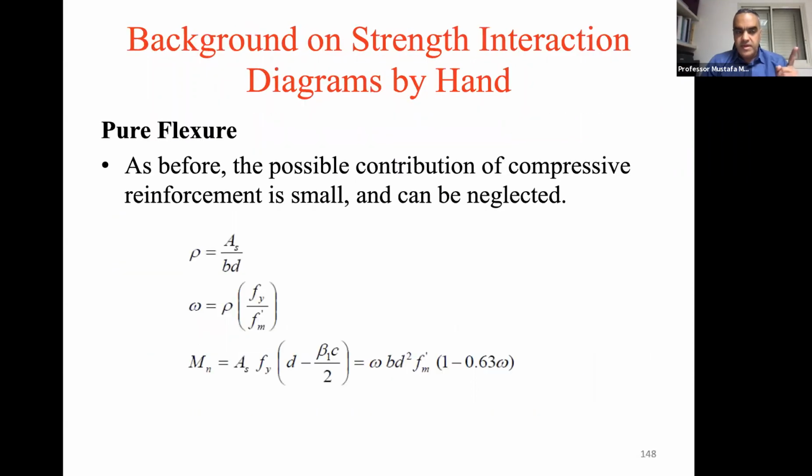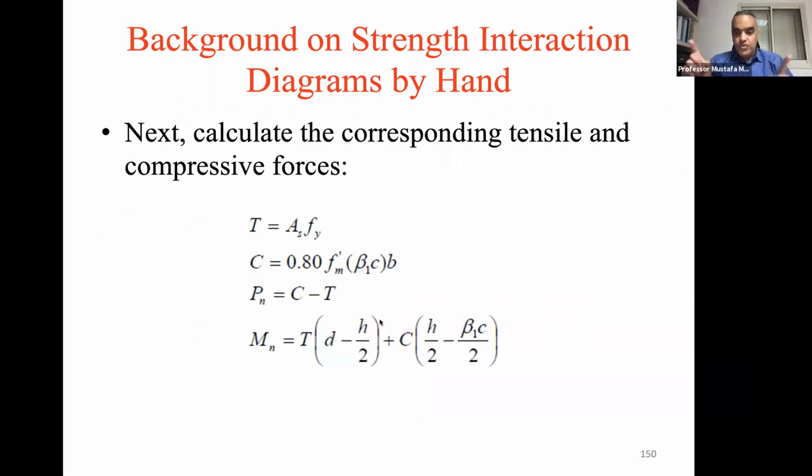We have obtained Mn, and now we use a different C value. We use something that's less than what we obtained for the balance condition. Then find a new Pn, which is C minus T, and find a new Mn and plot it in the interaction diagram. So you can list 10 C values in the Excel sheet and just calculate them using these two equations.